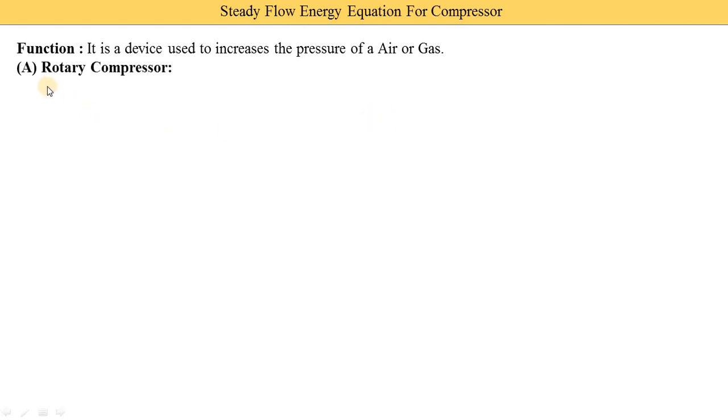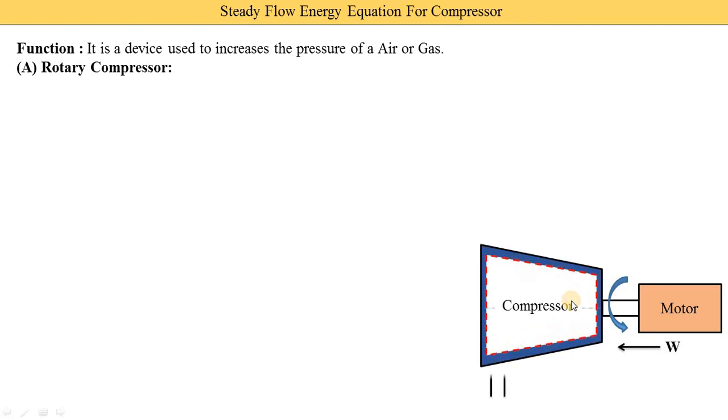First we understand the rotary compressor. Here you see the diagram of the compressor. In a compressor we need to supply mechanical energy. To convert electrical energy into mechanical energy, we require a motor. In a motor we supply electricity and it is converted into mechanical energy, meaning the shaft is rotated. This is called mechanical energy, and the shaft of the motor is connected with the shaft of the compressor.